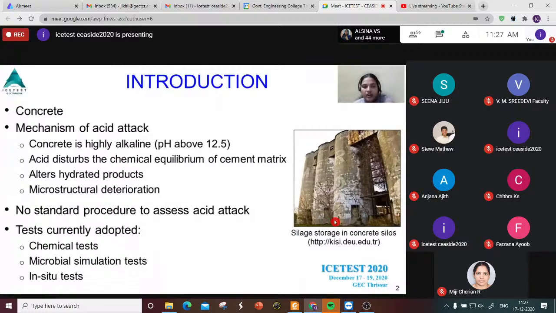The tests currently adopted are chemical tests, where chemically synthesized acids are used in the laboratory to study the effects; microbial simulation tests, where active bacteria are cultured in the laboratory to study their effects; and in situ tests, where an actual structure which is directly exposed to acid attack is studied.